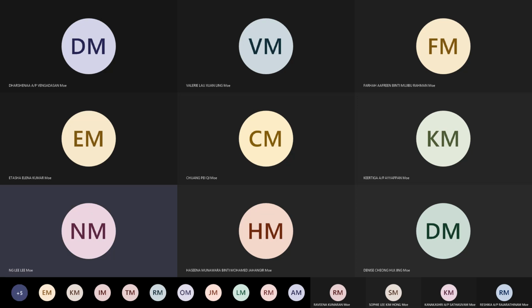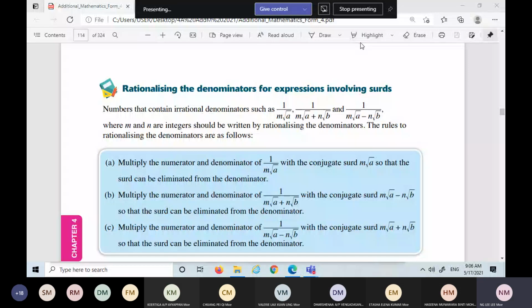Okay, I need to share. Okay, can you see the screen? Can you see my screen, sorry. Someone on the mic, please.